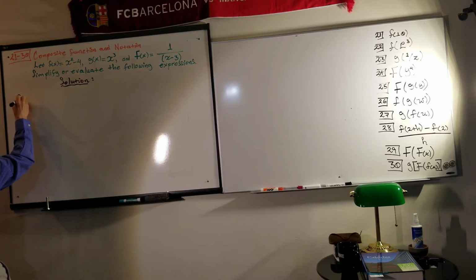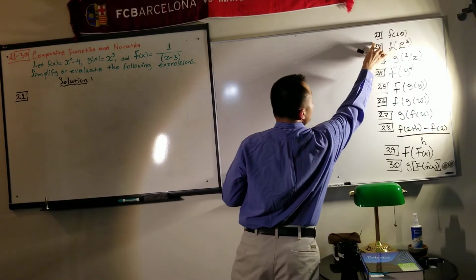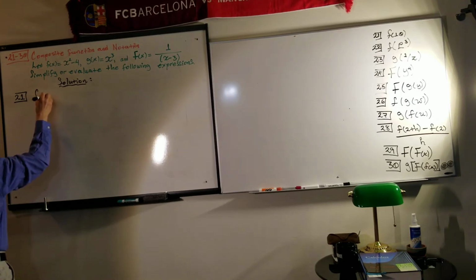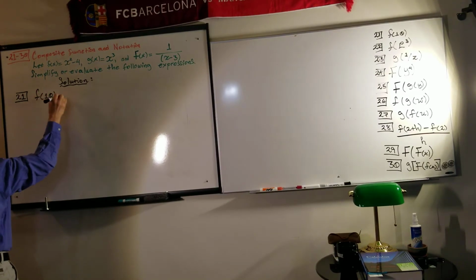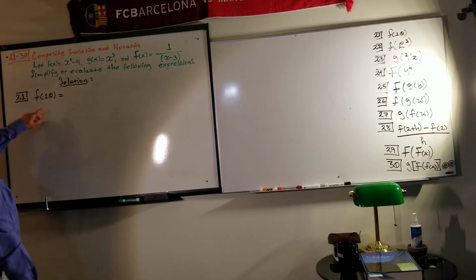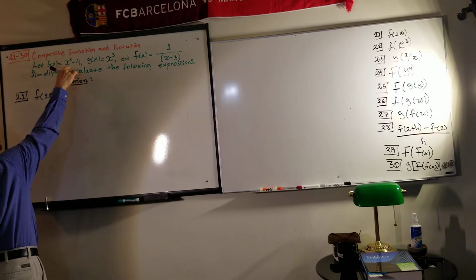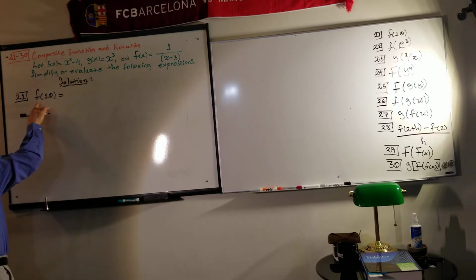Problem 21 says f of 10 is going to be equal to. In order to evaluate f of 10, we have to identify f of x. We see that f of x is equal to x squared minus 4. So in this expression, f of 10, what we have to do is substitute the value of 10 for x.